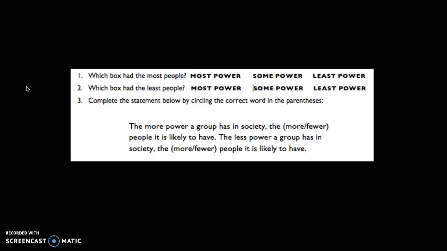All right, let's check ourselves. So if you're correct, which box had the most people? You should have selected the least power. Which box had the least amount of people? The most power. And then to complete the statements correctly, it should have said the more power a group has in society, the fewer people it's likely to have. And the less power a group has in society, the more people it is likely to have.